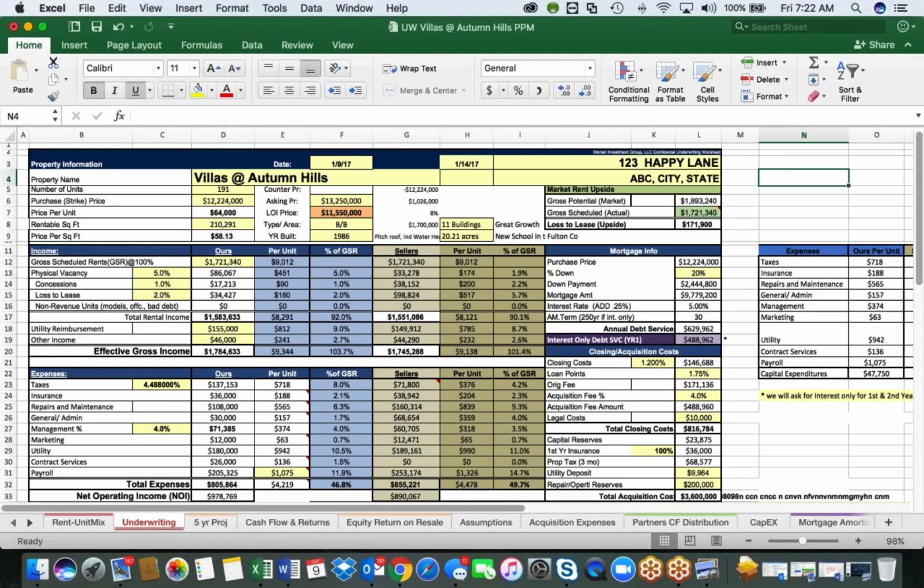I just changed the city. Happy Lane, 123 Happy Lane, ABC City. Beautiful. For security, right? Yeah, and for safety. Security, and then loss to lease upside automatically feeds in right from there. We just looked at it. Now, this is the mortgage section right over here.